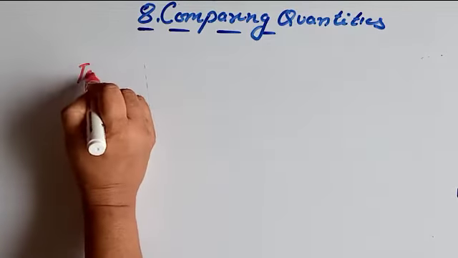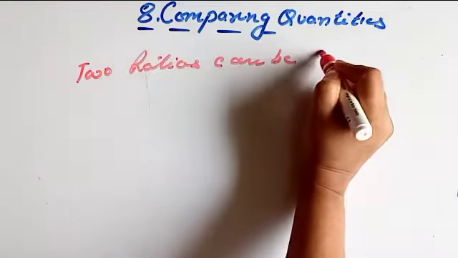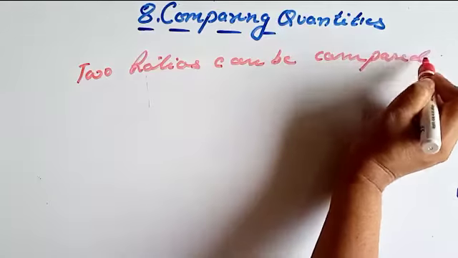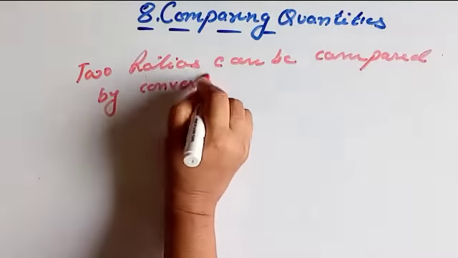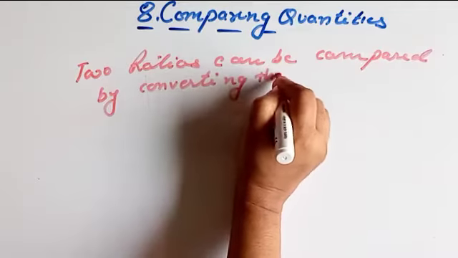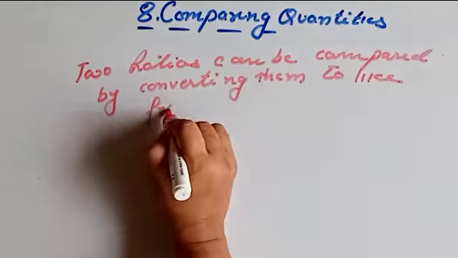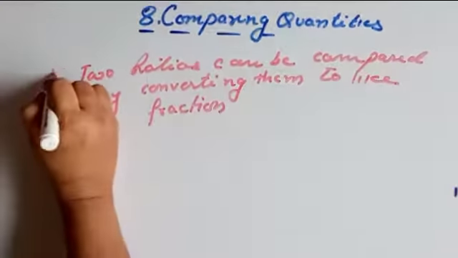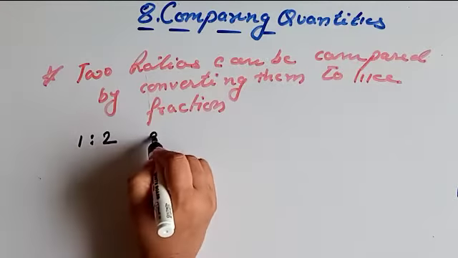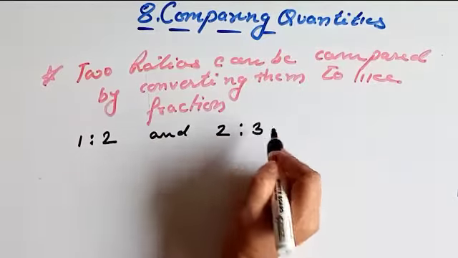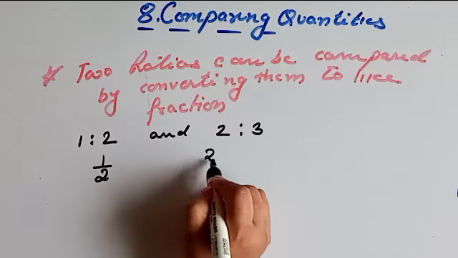So two ratios can be compared by converting them to like fractions. This is very important. Suppose there are two ratios, 1:2 and 2:3. We can write 1:2 as the fraction 1/2, and 2:3 as the fraction 2/3.